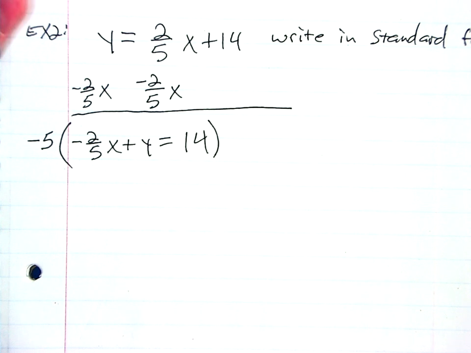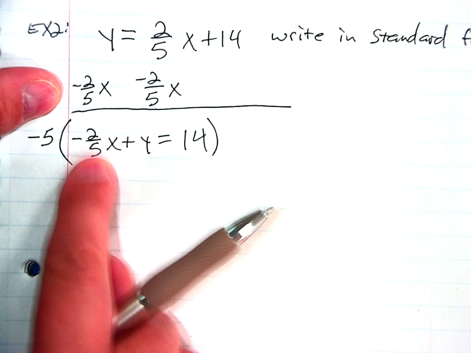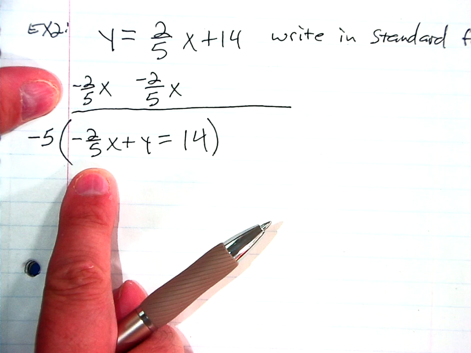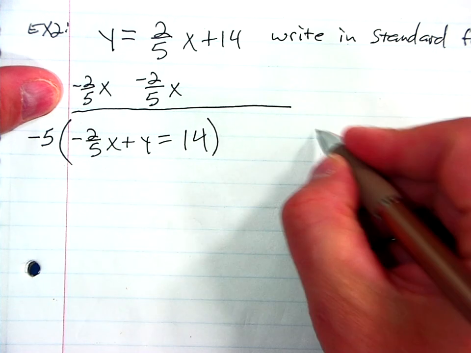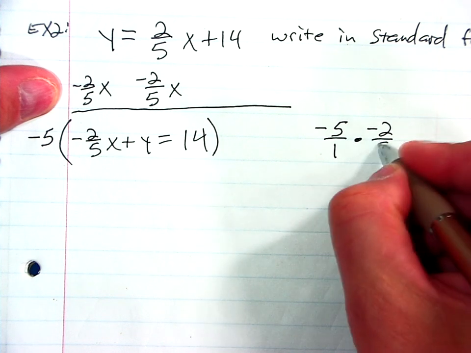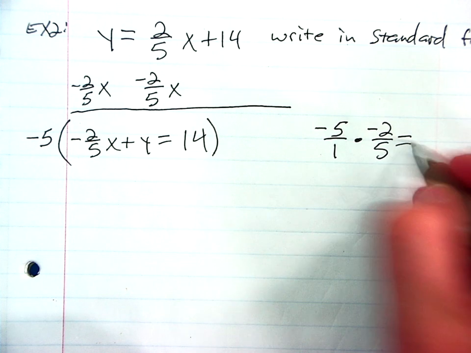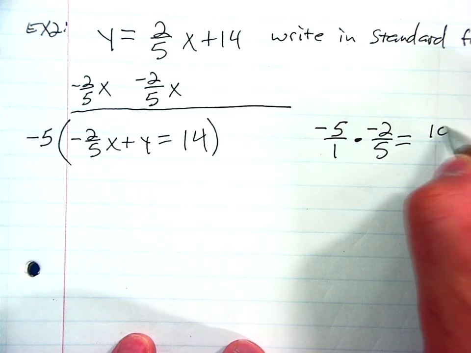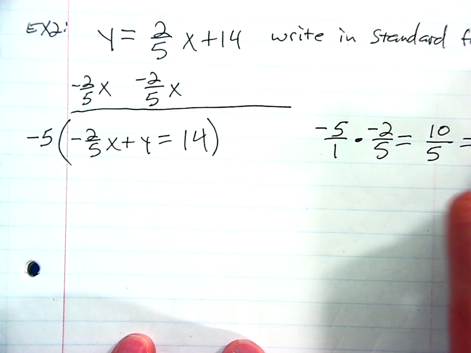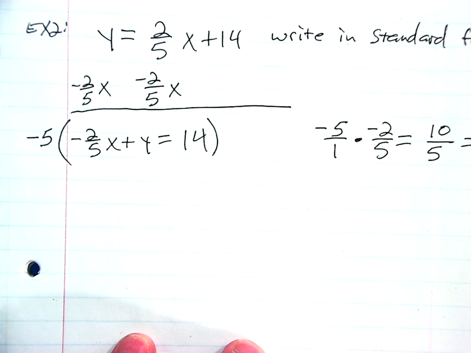But why did I multiply it by a negative? To get rid of it. Thank you. So we need a positive whole number x. What can I multiply 2/5 by to get a whole number? I multiply it by the denominator. So negative 5 times negative 2/5. Negative 5 times negative 2 is positive 10. 1 times 5 is 5. And what is 10 divided by 5? 2. So my fraction went away. I multiplied it by the denominator to make the denominator go away.